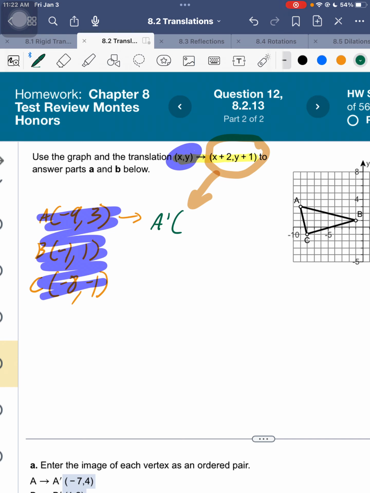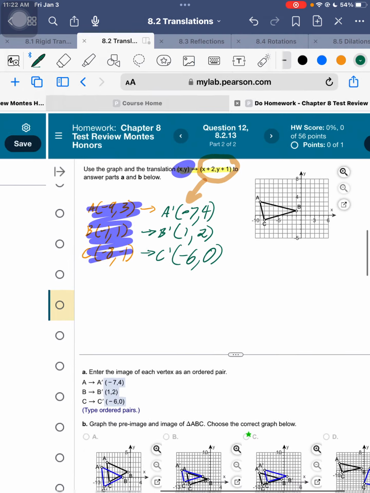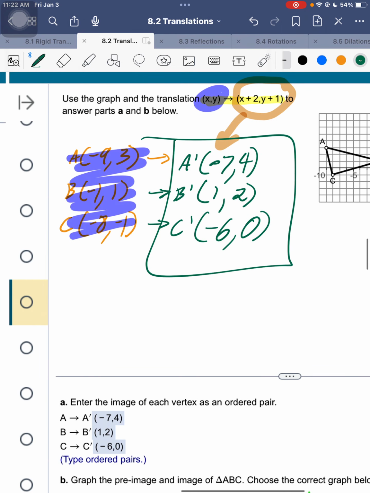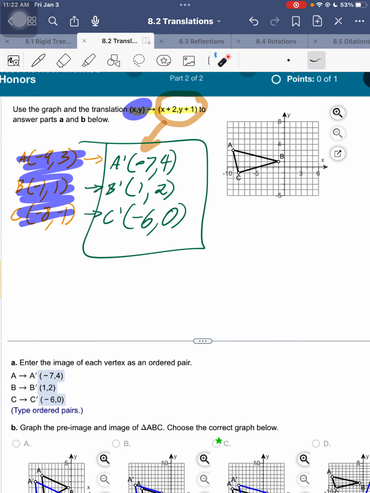So what is -9 plus 2? -7. What is 3 plus 1? 4. Now B' is going to be, what is negative 1 plus 2? 1. What is 1 plus 1? 2. C', what is negative 8 plus 2? That's negative 6. What is negative 1 plus 1? 0. So these should be the coordinates of the vertices of my new triangle. And if we were to plot those out, you would see that we would just get a translation of 2 units up and 1 unit to the right.